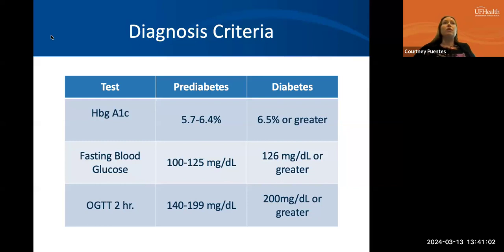And there is what's called an oral glucose tolerance test, where you go in fasting and then you drink a god-awful amount of sugar, and then they test your blood sugar at 2 hour intervals. And if that value comes back in the 140 to 200 range, that's pre-diabetes range, and then diabetes range is 200 and higher. Okay.